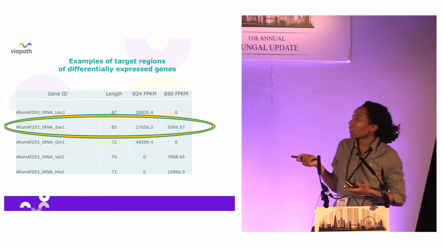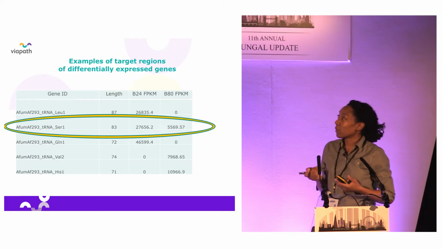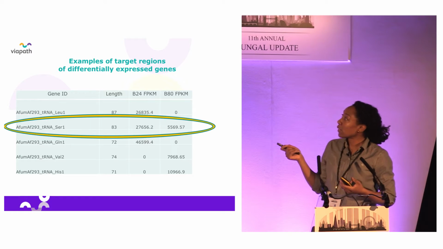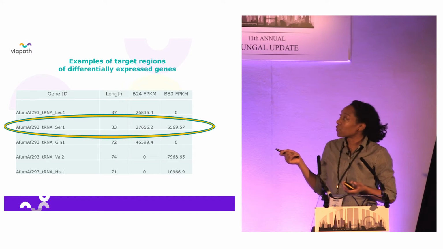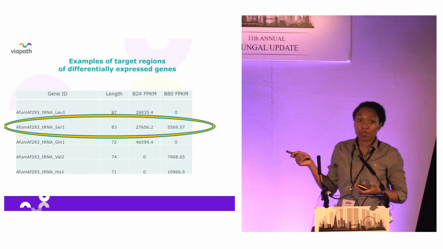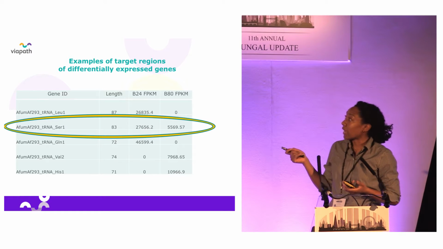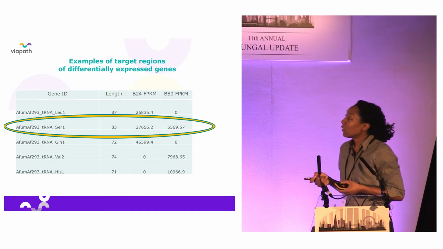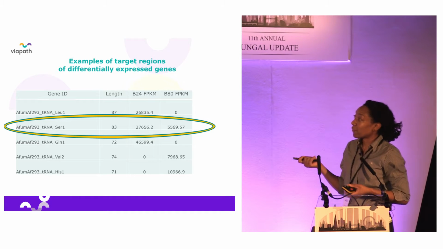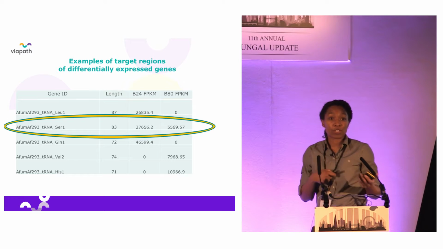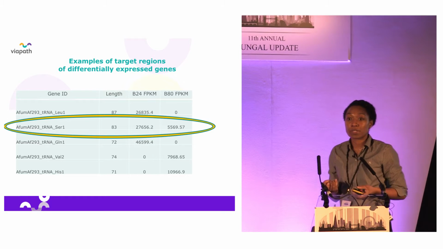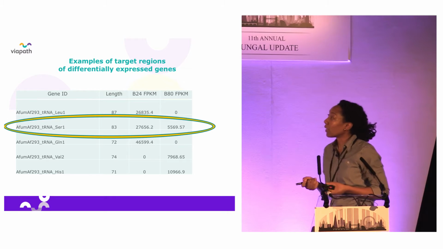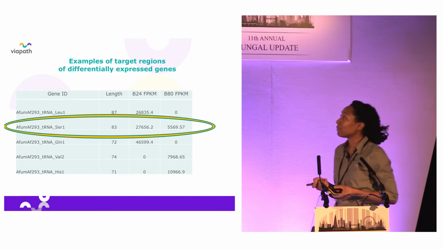This is an example of target regions where genes were found to be differentially expressed. There's a transfer RNA leucine that at the 24-hour time point, there was high representation of that gene, whereas at 80 hours, that gene was not represented. What I found interesting was the fact that transfer RNA for serine was present, and as mentioned, serine proteinase was one of the protein targets that I was using for designing an RT-PCR.